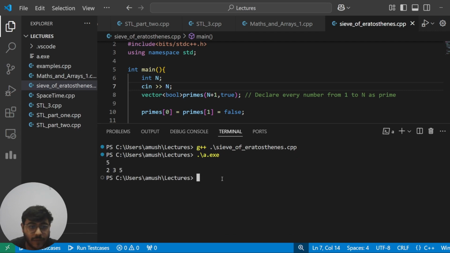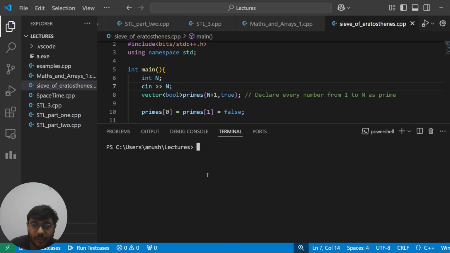Okay, let's take 5. So we can see we have 2, 3 and 5. 2, 3 and 5 are basically our prime numbers, right? Now let's take some other input like 1. So we can see nothing has been printed, which means there is no prime number. Let's take 2. We get 2. Now let's take 25, right?